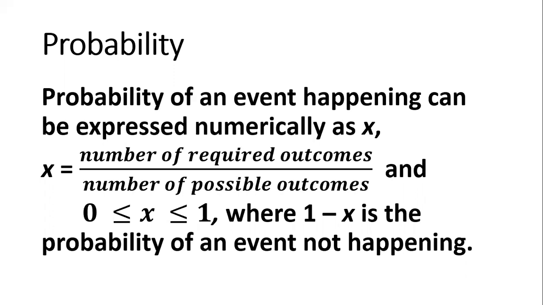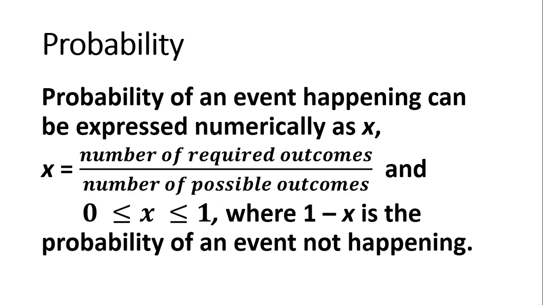When the probability is 0, that means the event never occurred. But when the probability is 1, that means a perfect event. And we can also have the other side, where 1 minus X, 1 minus the probability, is the probability of an event not occurring.